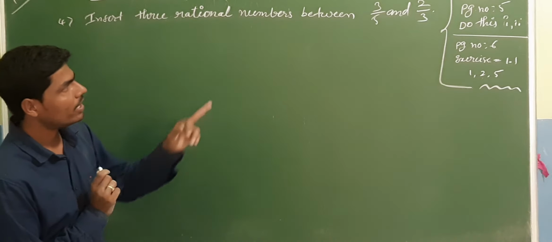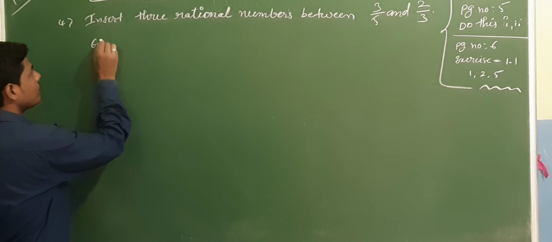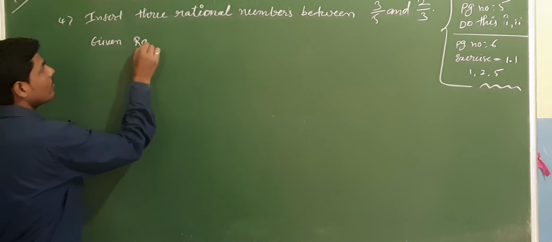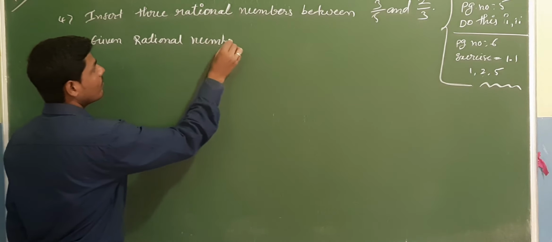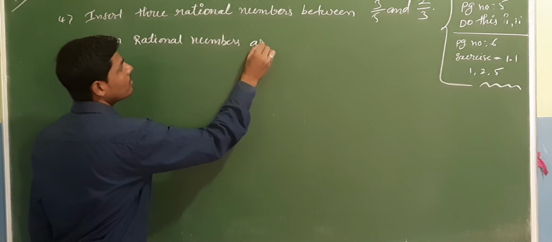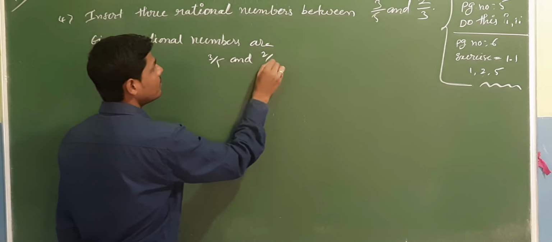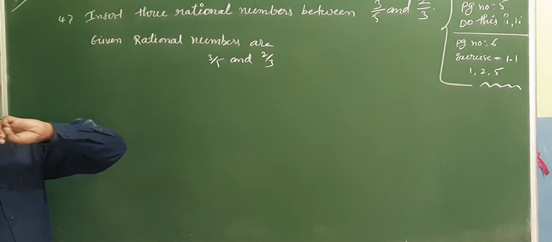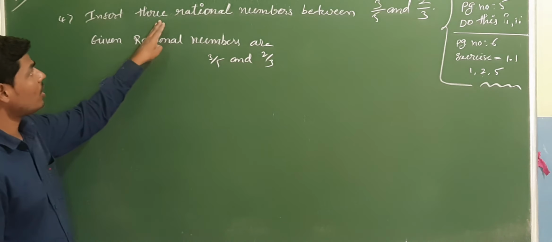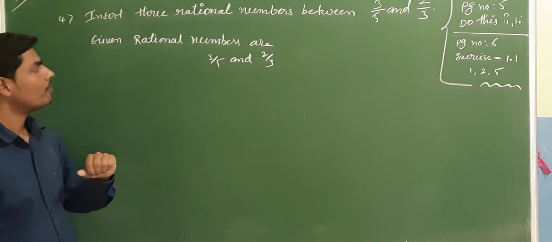So the given rational numbers are 3 by 5 and 2 by 3. We need to find three rational numbers.